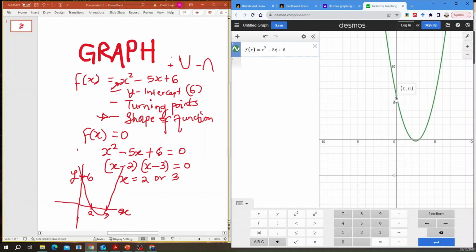Now let's compare the points. So at this point we have our y-intercept, so it's showing us at that point x is 0 and y is 6. And at this point we have the first turning point, which is at point 2, when x is 2 and y is 0. And at this other end we have the second turning point at point 3, where x is 3 and y is 0. So this is how to sketch a curve, very, very quickly.